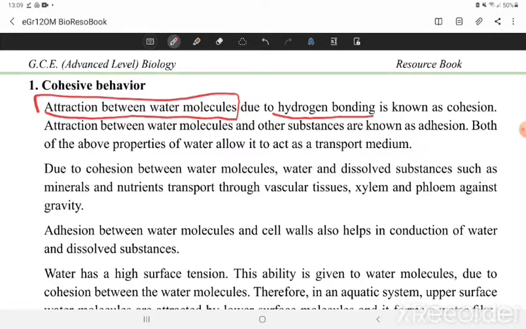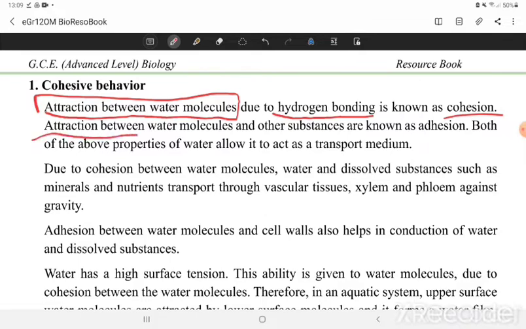The attraction between water molecules and other substances, let's discuss the first one again. The attraction between water molecules due to hydrogen bonding we saw is cohesion, right? Now the attraction between water molecules and other substances is known as adhesion, right?